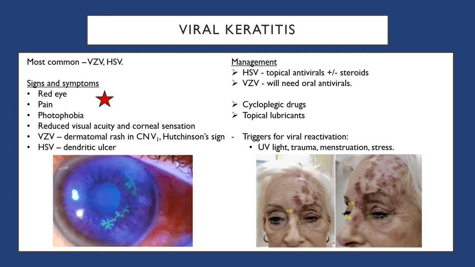With herpes simplex keratitis, you might not get any skin lesions, but when you look at the eye using a slit lamp and some dye, you get characteristic tree-like ulcers, as you can see in the picture on the left-hand side. These are called dendritic ulcers because they look like trees, and the reason we worry so much about viral keratitis is that both varicella zoster and herpes simplex can cause damage to all layers of the eye.